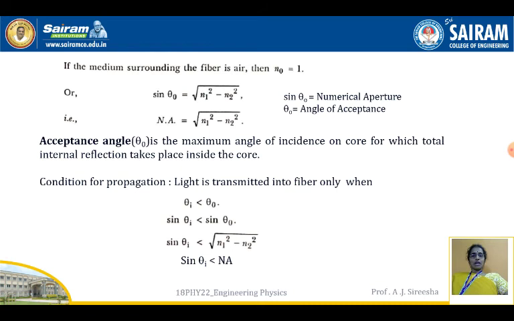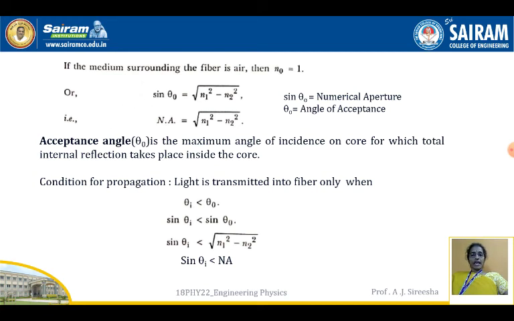Now, if the medium surrounding the fiber is air, that means N0 is equal to 1. So, what will happen? Sin theta naught is equal to root of N1 square minus N2 square, which is nothing but the numerical aperture. Sin theta naught is called the numerical aperture and theta naught is called the angle of acceptance. So, sin theta naught I am writing as NA, which is root of N1 square minus N2 square. N1 is the refractive index of the core and N2 is the refractive index of the cladding.